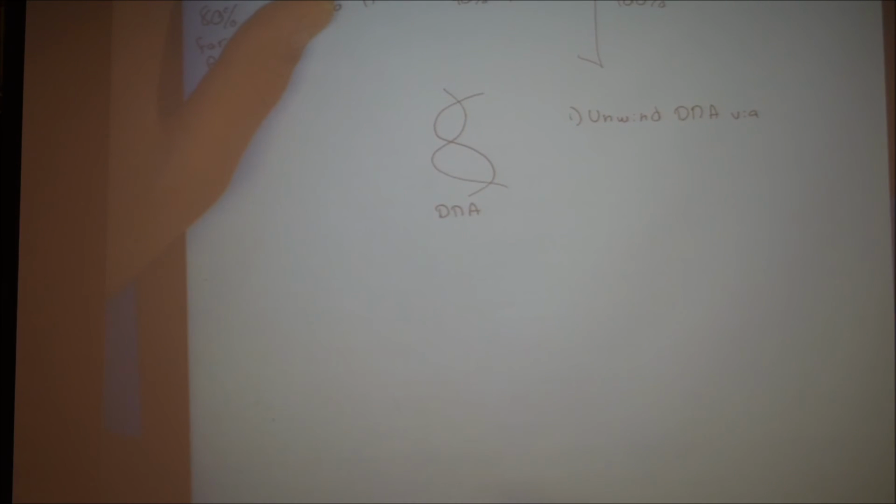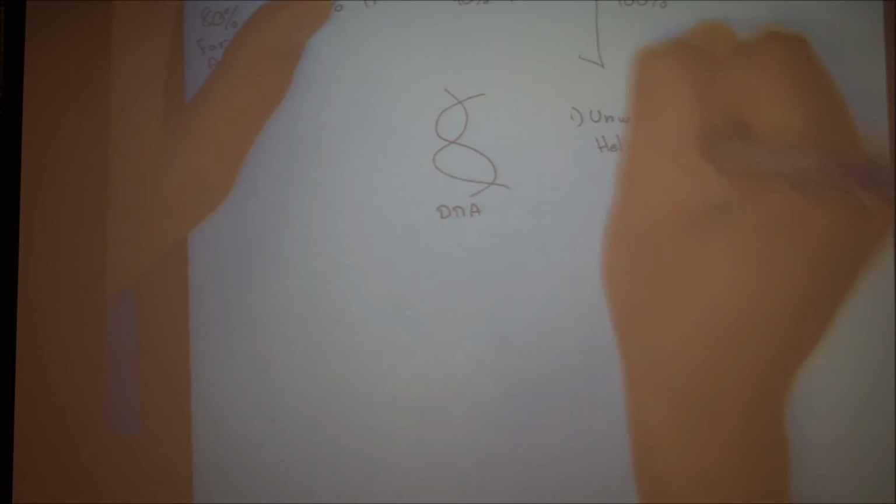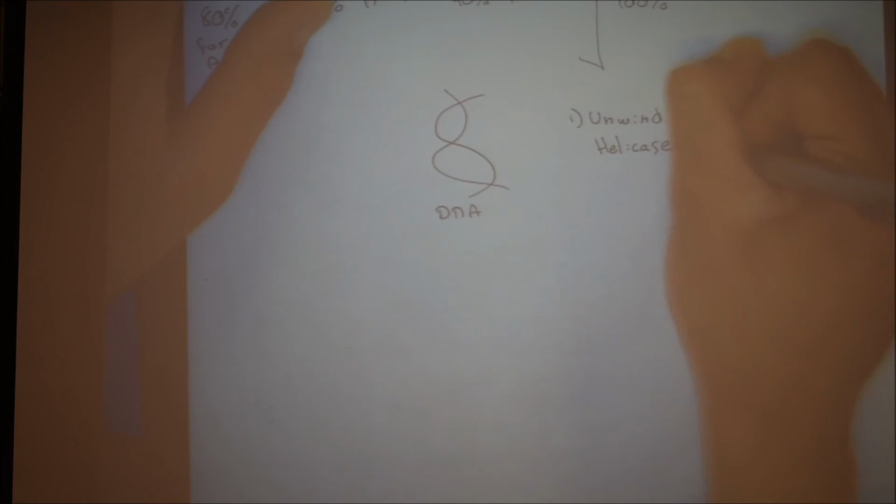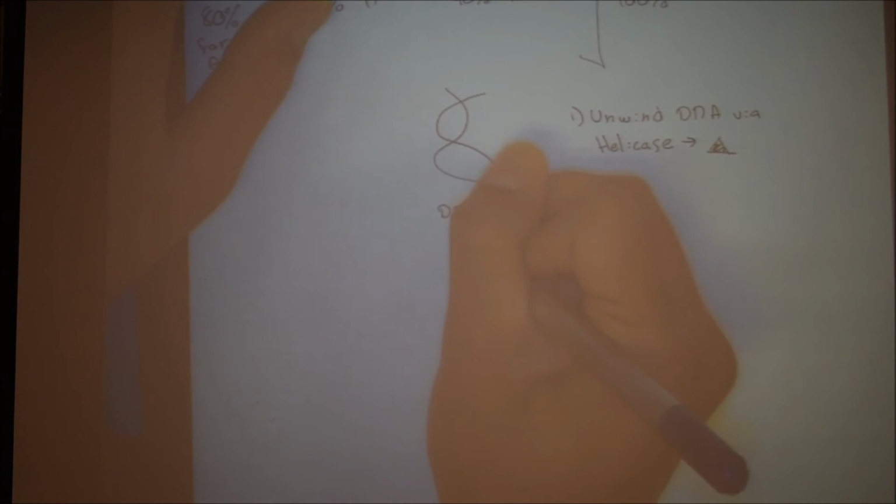Yes? No? What is unwinding? What's breaking the hydrogen bonds? No? Helicase, that's right. So, unwind DNA via helicase. So, you have helicase, and we're just going to give this a shape. We're just going to say that it's a triangle. Helicase is going to come in.